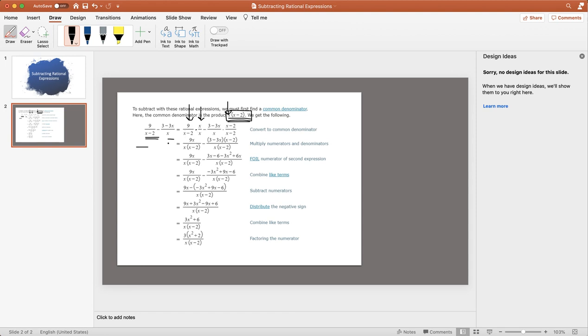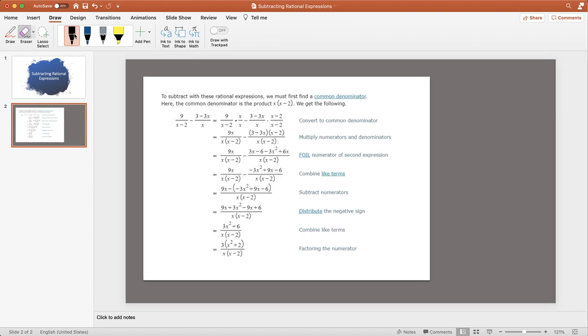So in the next line down here, I'm going to put an arrow. Now you'll see I took the 9 times x, and that gives me the 9x in the numerator. And in the denominator, I'm going to take these two factors times each other, which gives me the x times x minus 2, which is what we want. I'm going to erase a few little things here. I think it's getting a little messy. Okay, so that was just the first piece.